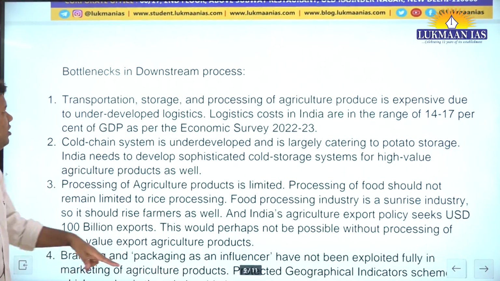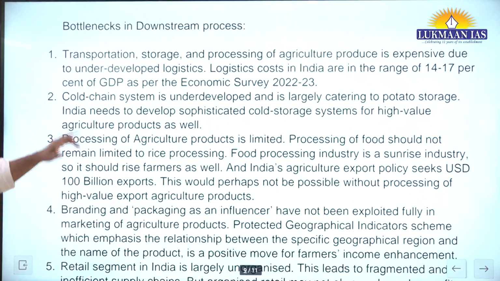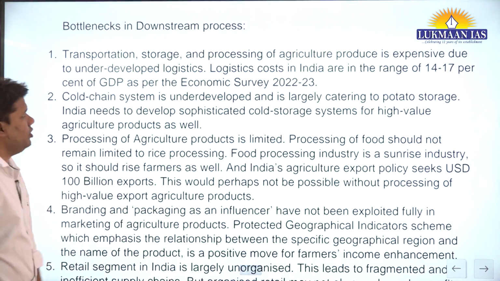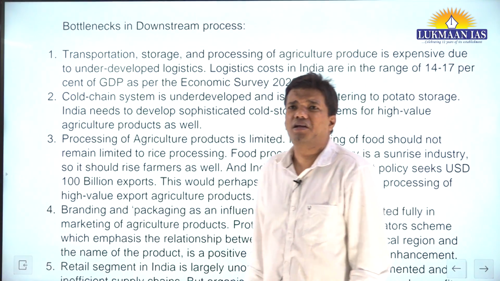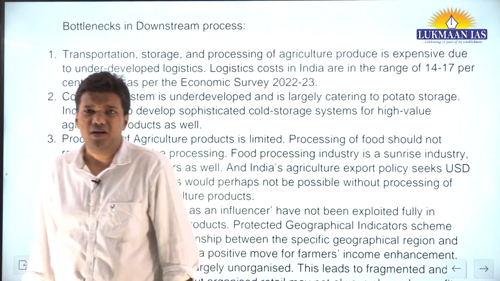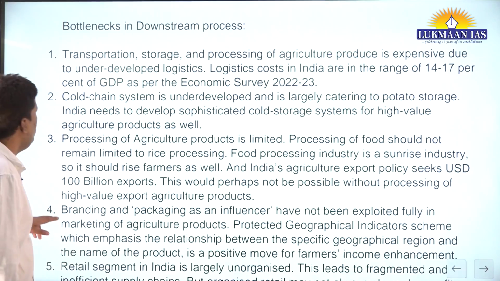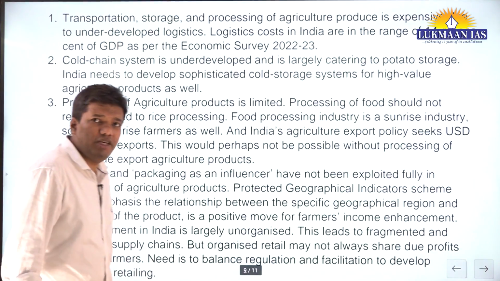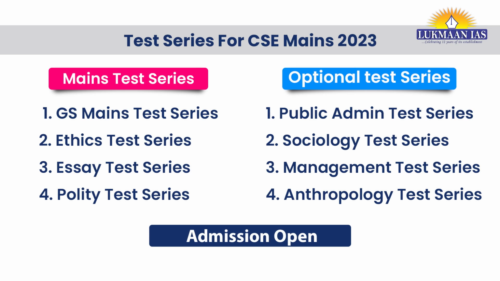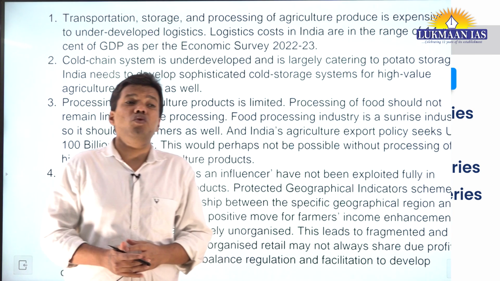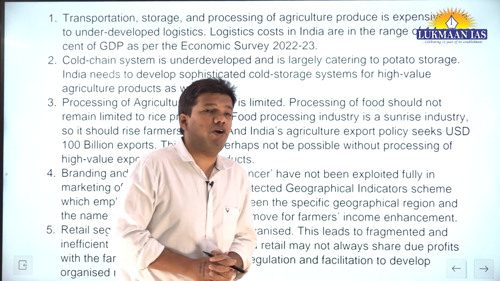Now look at the bottlenecks in the downstream process. Here you are worried about transportation, storage, and processing. In India, logistics costs are very high, in the range of 14 to 17%. The Economic Survey mentioned this point. Cold chain: once you procure, you have to store it. And in India, what is happening? Cold chain is mainly limited to potato. When you go to a village and look for the cold chain, there are only cold stores. Now gradually they are rising. You need cold chains.